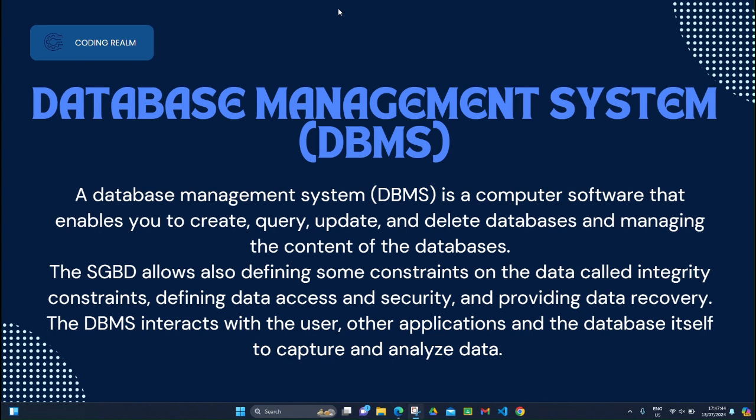The DBMS also allows defining some constraints on the data called integrity constraints, defining data access and security, passwords, for example, and providing data recovery backups. The DBMS interacts with the user, other applications, and the database itself to capture and analyze the data. This is the importance of the DBMS.